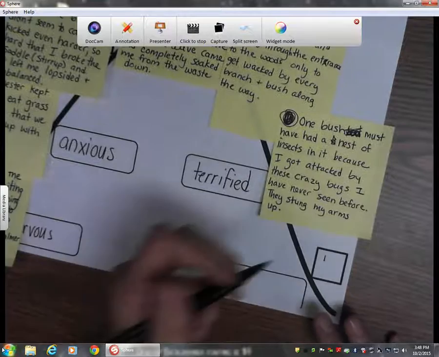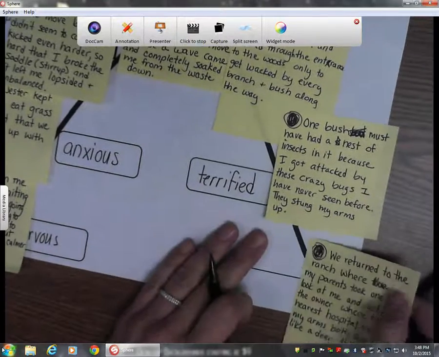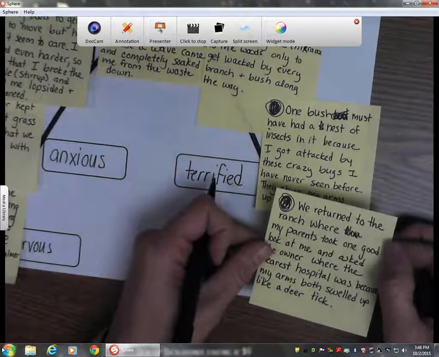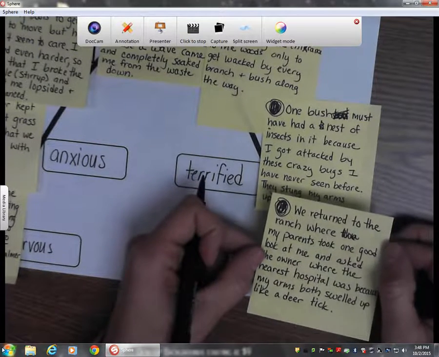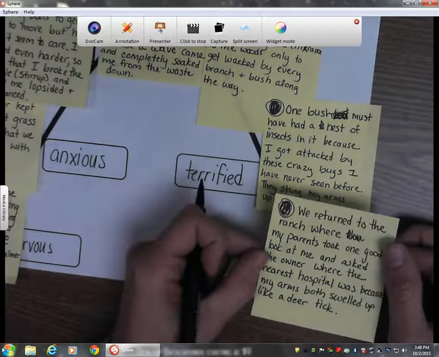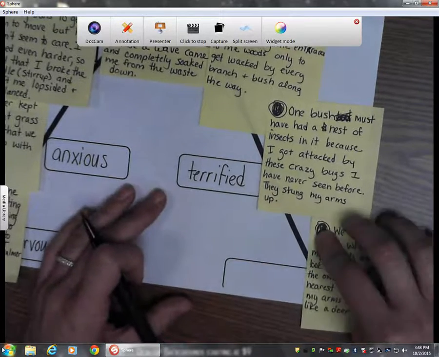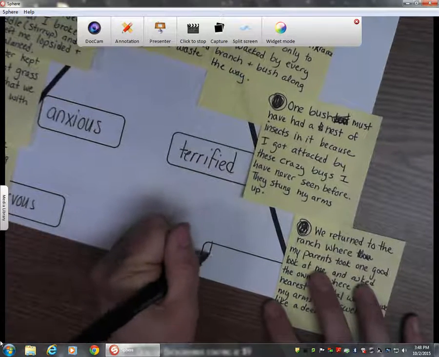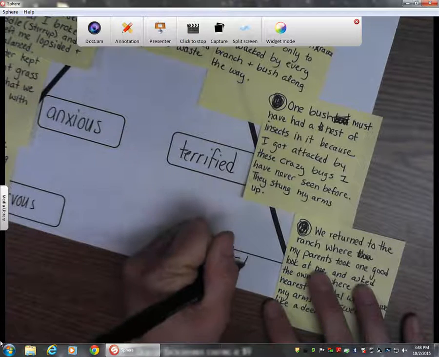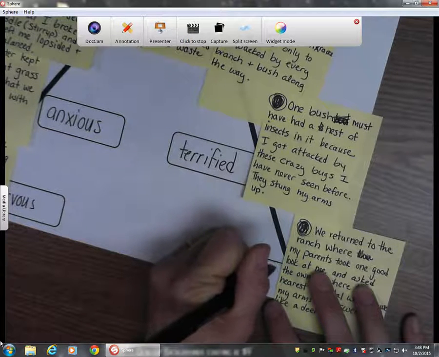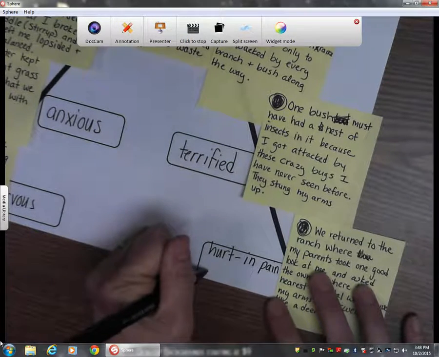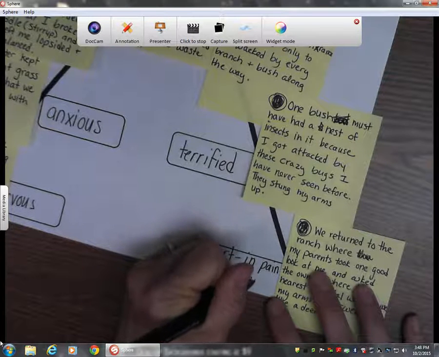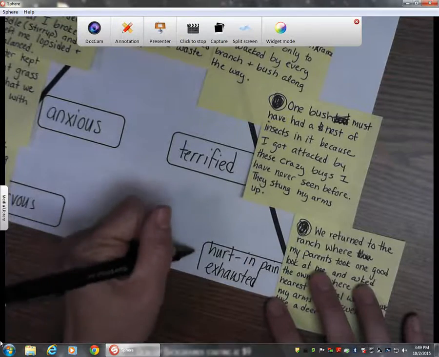And then my last event, so the ending to my story, is that we returned to the ranch where my parents took one good look at me and asked the owner where the nearest hospital was because both my arms swelled up like a deer tick. And that feeling was, I was actually okay.